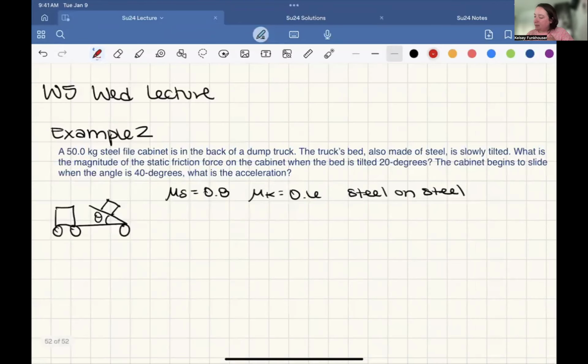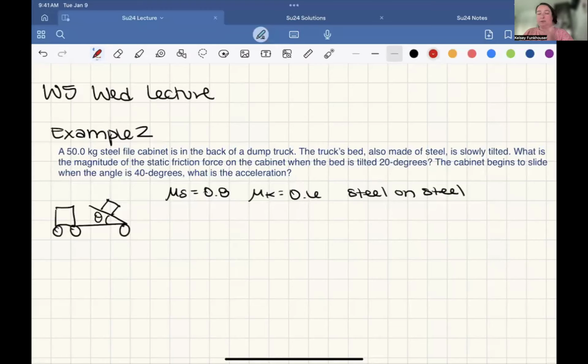Okay, so in this example, I already drew us a picture. A 50-kilogram file cabinet is in the back of a dump truck. The truck's bed is made of steel and is slowly tilted. What is the magnitude of the static friction force on the cabinet when the bed is tilted 20 degrees? And then the cabinet begins to slide when its angle is 40 degrees. So we want to know the acceleration for that.